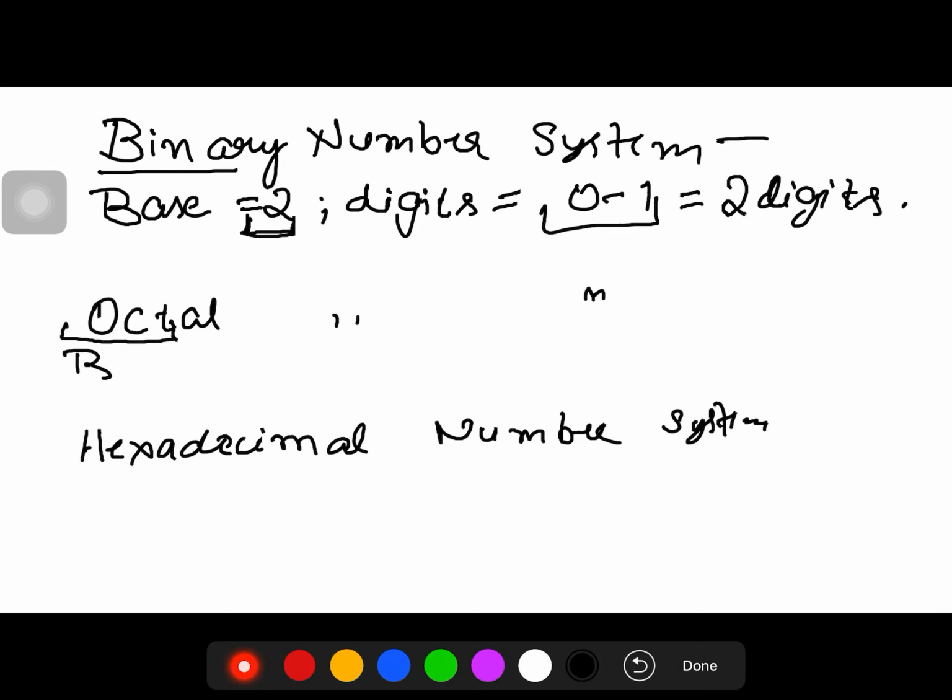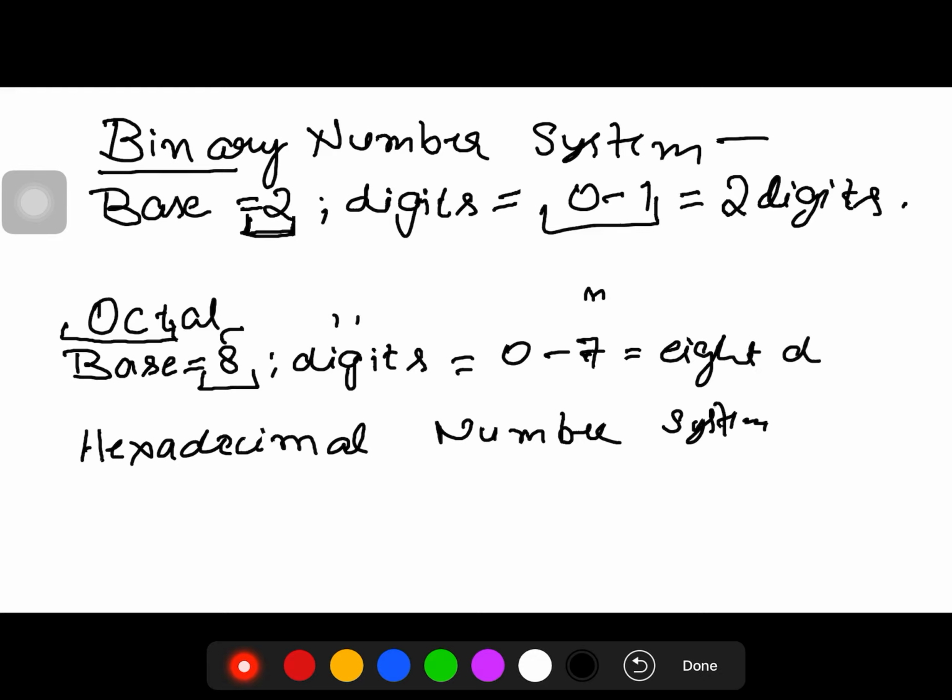In octal number system, oct means 8, and there are 8 digits. Base is 8 and digits are from 0 to 7. Last digit corresponds to 1 less than the base, 7. Means there are 8 digits in octal number system.